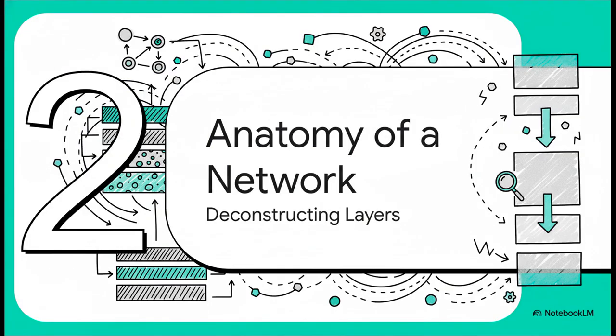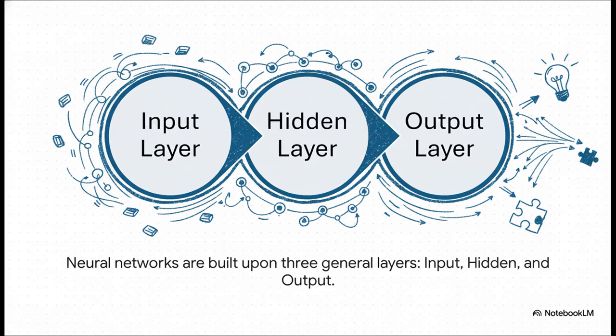All right, so now that we know what they are, let's pop the hood and see how they're built. We're moving on to the anatomy of a network, deconstructing those fundamental layers. Look, no matter how ridiculously complex these architectures get, and believe me, they can get complex, it all boils down to this same basic blueprint. Every single one has these three parts. You've got the input layer, which is basically the front door for your data. Then you have the hidden layers. This is where all the magic happens. And finally, the output layer, which gives you the final answer. That's it. That's the fundamental path for data in pretty much any neural net you'll ever build.